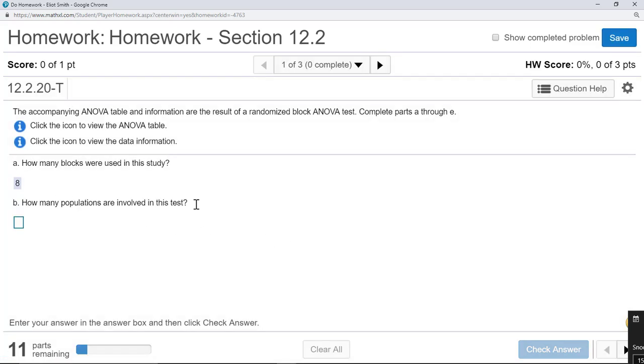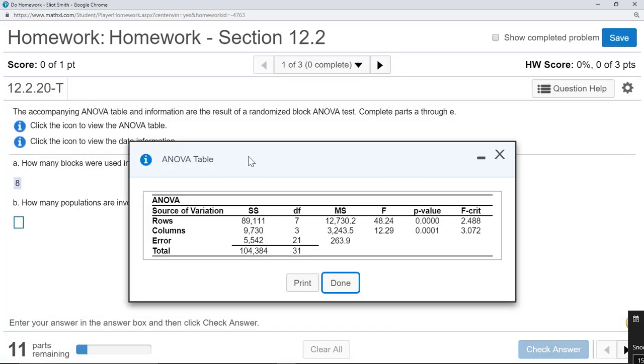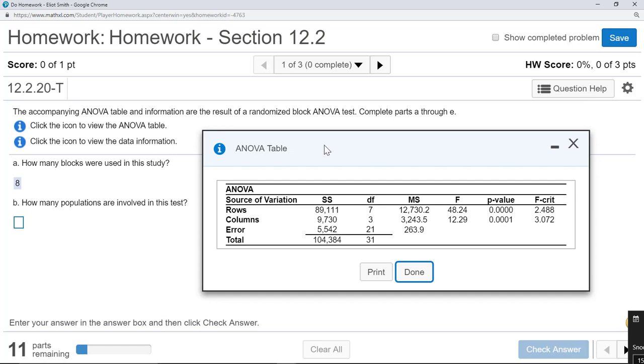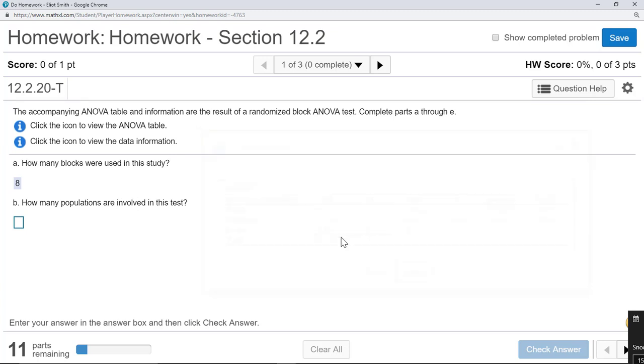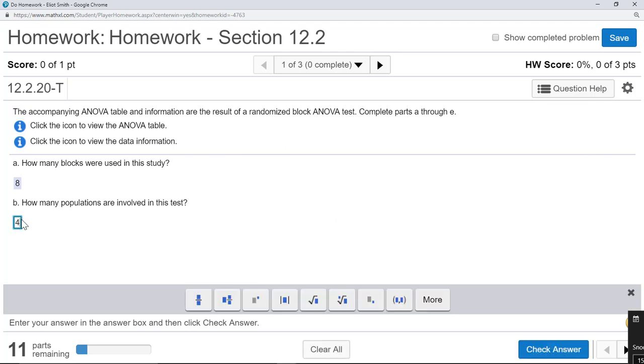Okay. How many populations are in this test? Well, population is represented by K. Degrees of freedom is K minus 1. We're looking at columns for our populations. So K minus 1 is 3, so that means there are 4 populations in my case.